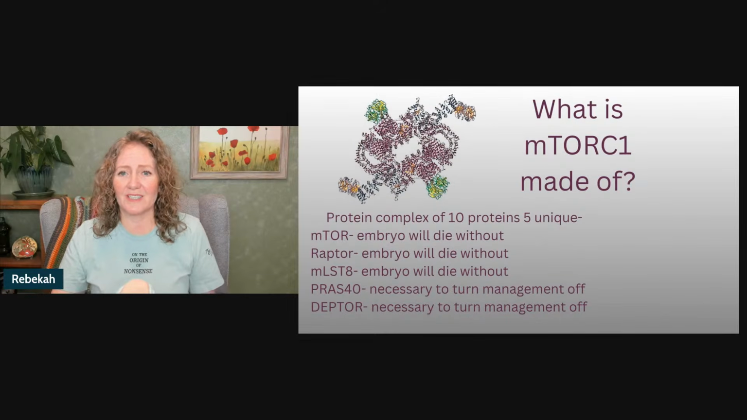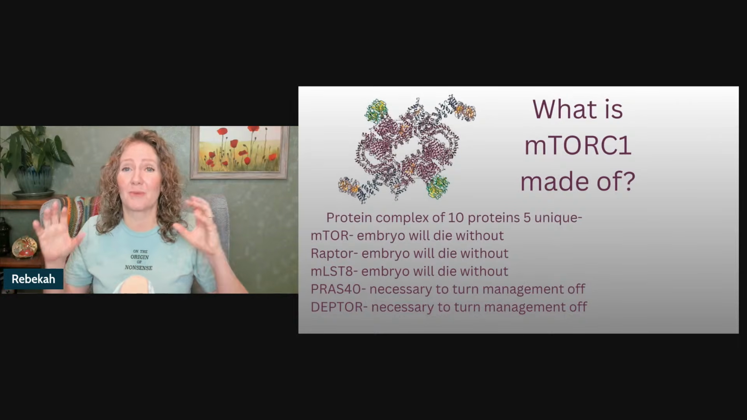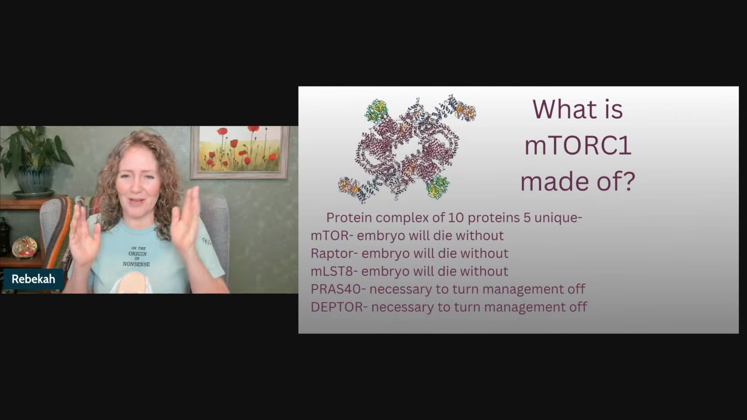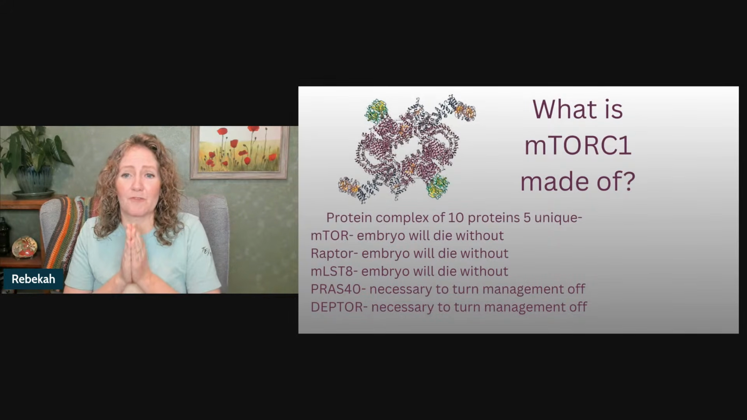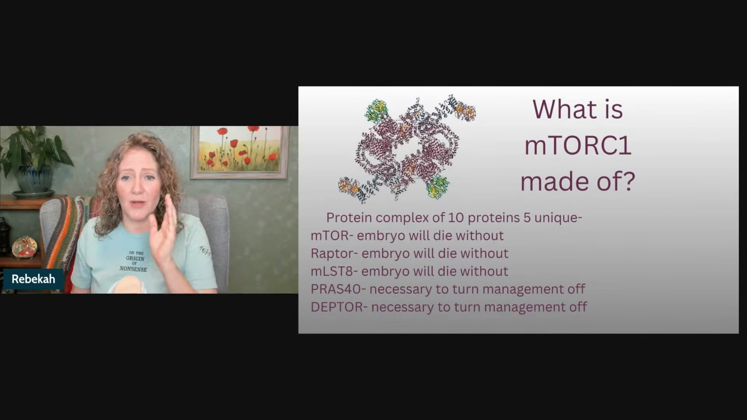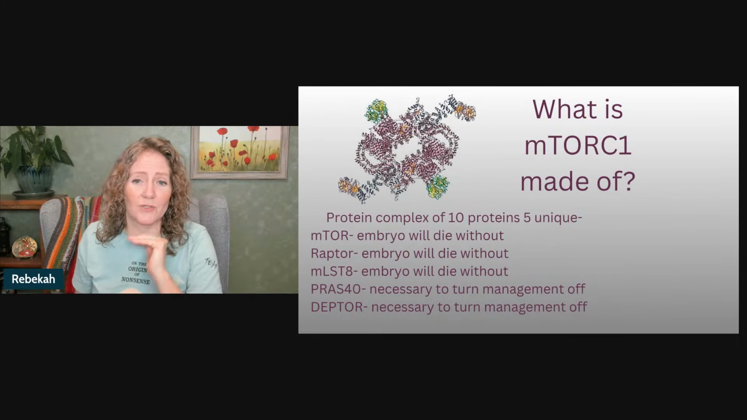So what is this little molecular machine made of? mTORC1 is actually a bunch of proteins put together. So we think of proteins, a protein just sounds like a blob. Maybe it looks like a blob, but it is structured very precisely. And in order for this to work, it has 10 proteins, 5 unique ones. Okay. And three of these are absolutely essential. Without these, the embryo will die. So these are essential to life.